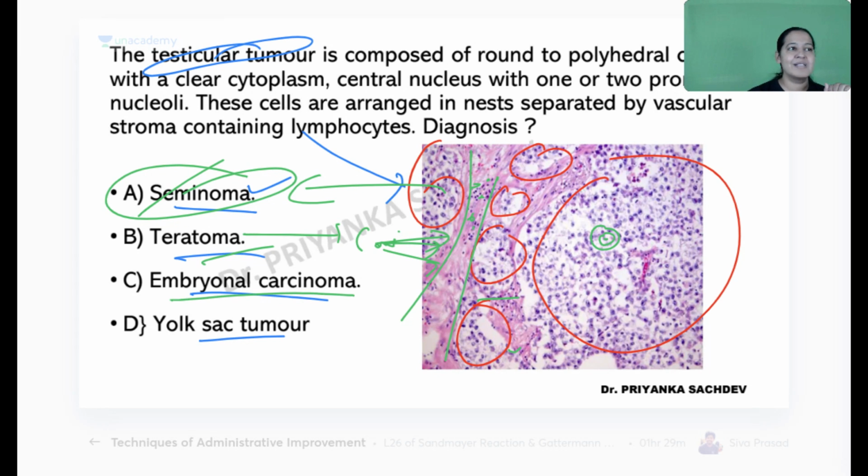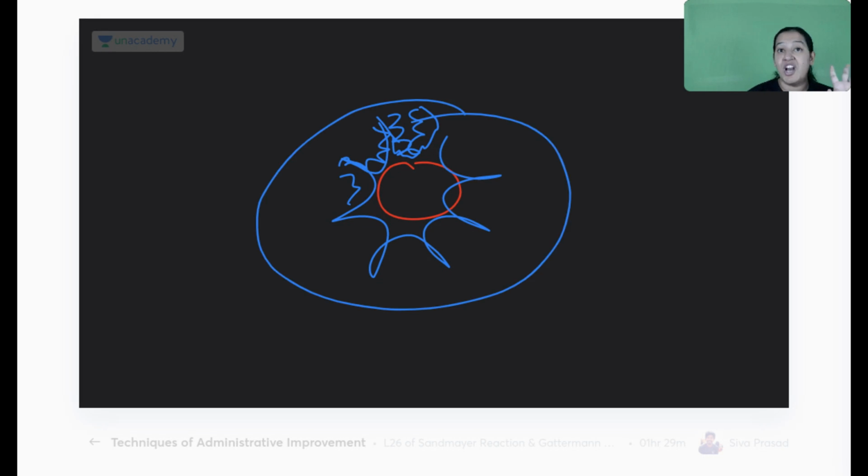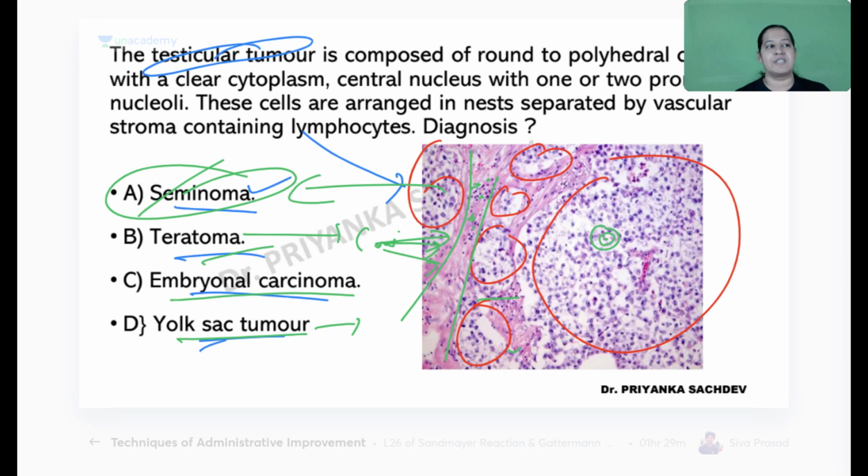Embryonal carcinoma. In yolk sac you will find a Schiller-Duval body. What is Schiller-Duval body? There will be a blood vessel in the center, and tumor cells are arranged in the form of papillary projections around that blood vessel. This body is known as Schiller-Duval body. That is the hallmark of yolk sac. Nothing like that is seen here. So it is not yolk sac. It is not teratoma. It is not embryonal.